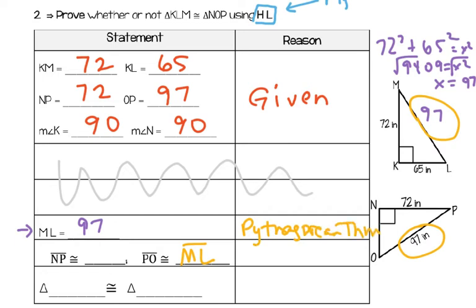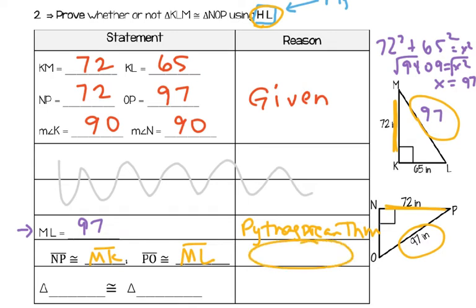And so you can just put Pythagorean theorem because that's how you found that out. All right, so I've got the hypotenuse, and since I'm trying to use hypotenuse leg, I need to find out leg. If you look, I've got this leg and that leg. I've already said that they're both 72, so I can just say that NP is congruent to MK. And so what I have now is a hypotenuse and a leg.